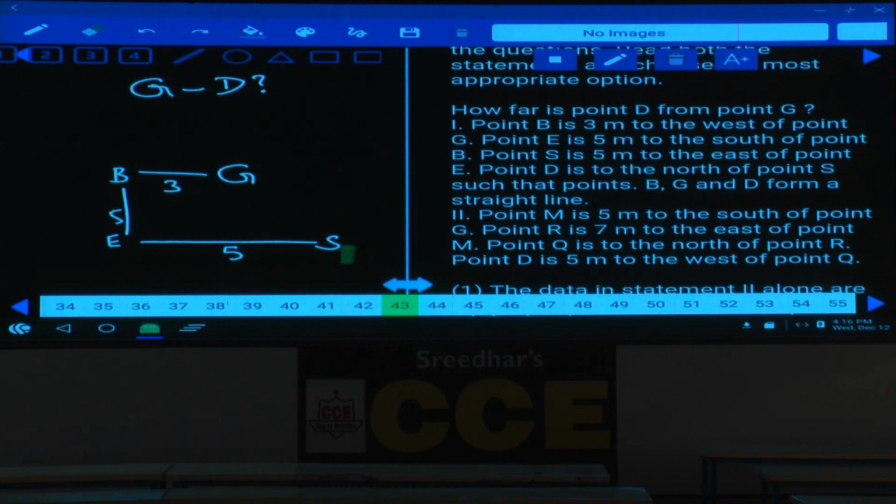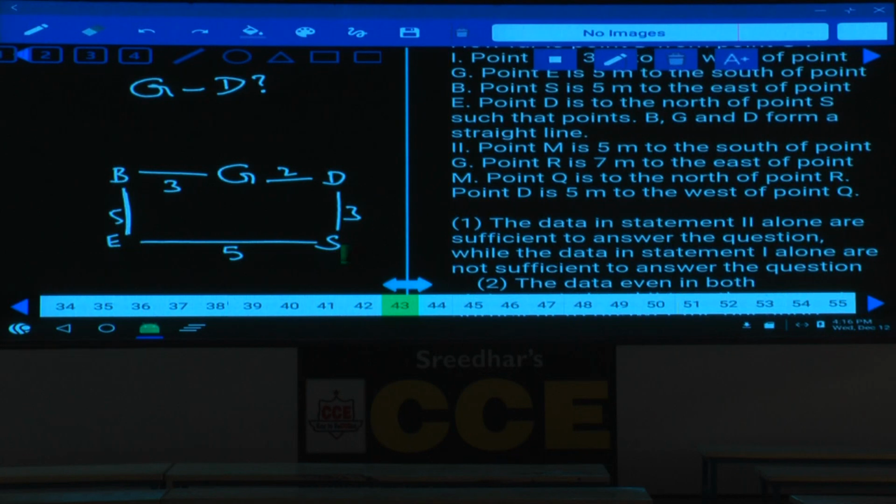D is to the north of S such that BGD form a straight line. Now BGD form a straight line, which implies that the distance between B and E is 5. Now here also that will be fine. And here what is the distance here? 2. Then tell me whether we are able to determine the answer or not. Yes, hence statement 1 alone is sufficient as of now.